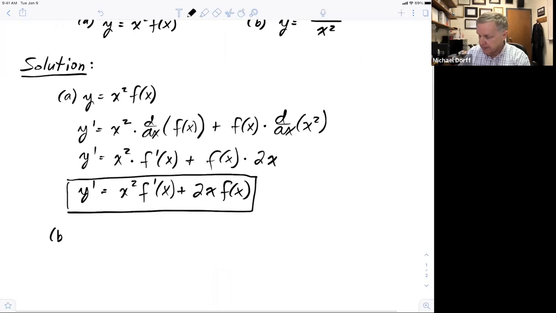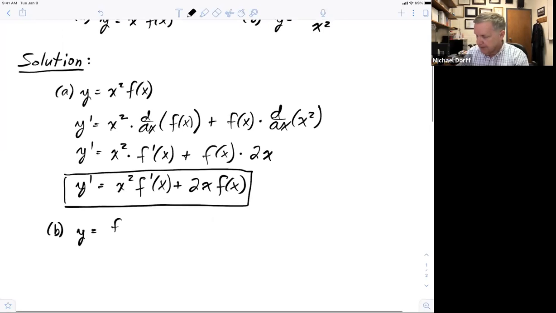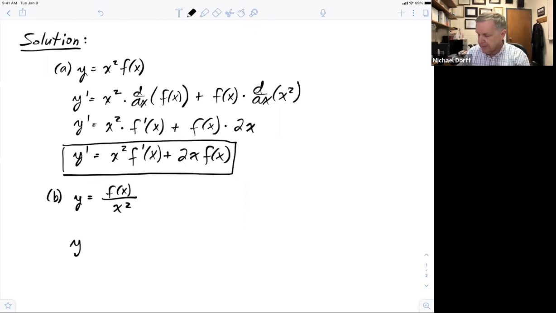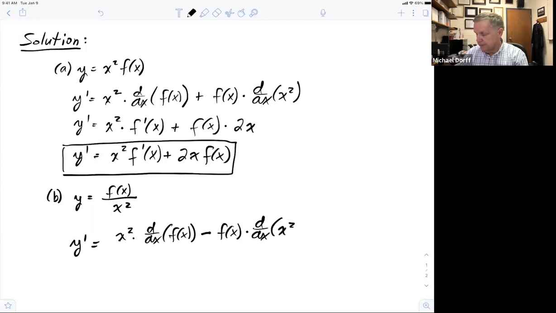All right, part B. This time now we have y equals f of x in the numerator and x squared in the denominator. So since we have something in the numerator and the denominator, we have to use the quotient rule. So the quotient rule says I take the denominator, which is x squared, times the derivative of the top, which is f of x, minus the top, which is f of x, times the derivative of the denominator, which is x squared, divided by the denominator squared.